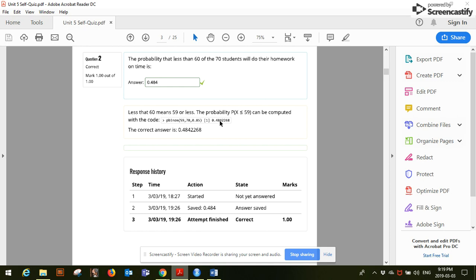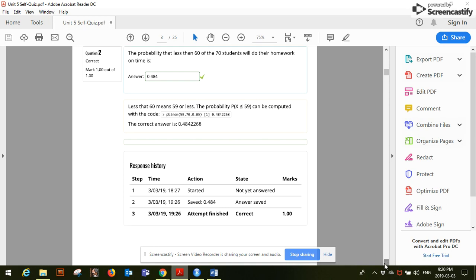Instead of doing all the manual calculation, we just use the pbinom with 59, which is the upper bound here that we want, and then the parameters for our distribution. We know that the binomial distribution needs a size, and the size here is n, which is 70 students. And then the probability of success that was given to us is 0.85. So that's basically what R is saying. What R is saying is that it's about a 59% probability that less than 60 out of the 70 will do the homework on time, which is pretty much the probability there.